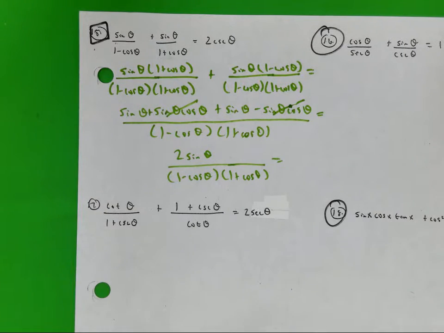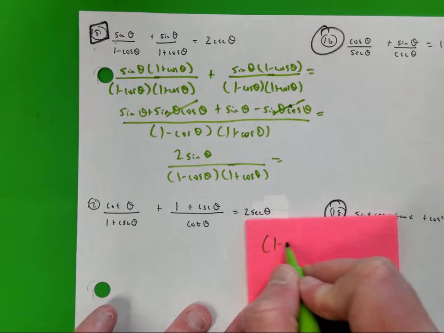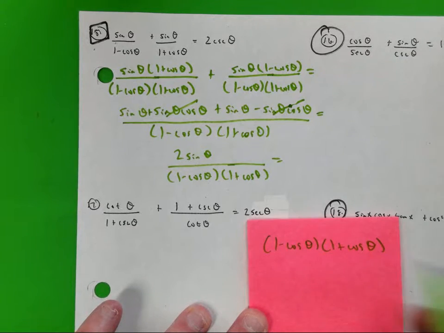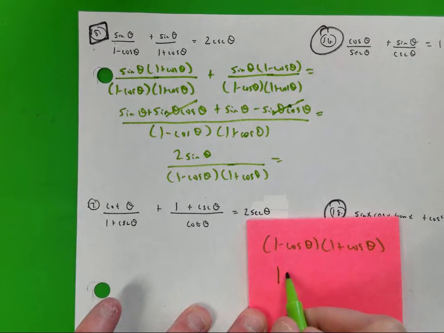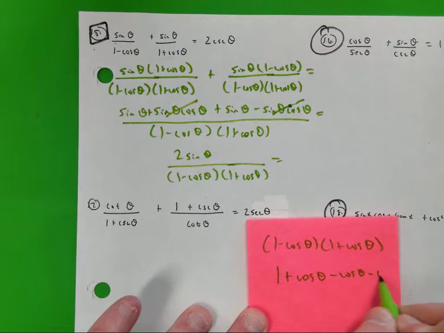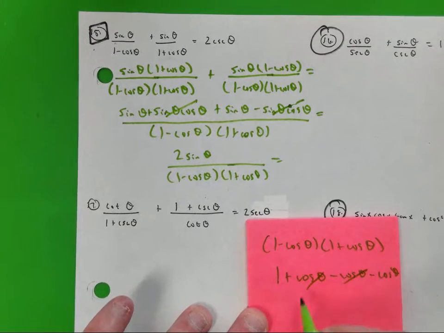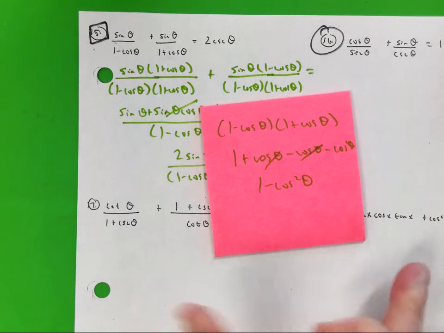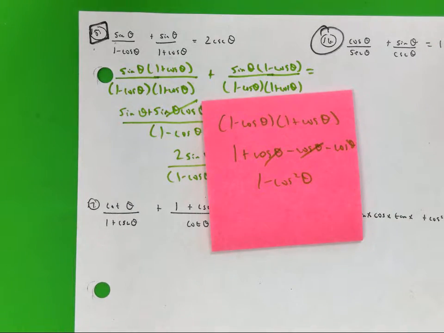I'm going to, let me see here. I'm running out of room. I'm going to do this on notebook paper in a minute. One times 1 is 1, plus cosine theta minus cosine theta minus cosine squared theta. You see that? Take a moment to look at that.